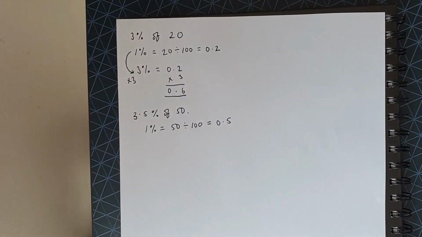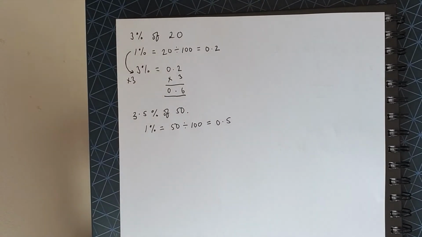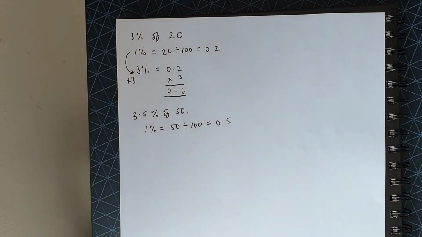Okay, now what I could do is multiply by 3.5. So I could do 0.5 times 3.5, and that's fine. The only thing is you're multiplying decimals together, and sometimes that can be a wee bit more complicated. So I'm just going to take a wee intermediate step and make things a wee bit easier for myself. I'm going to find 3%, and then I'm going to find half a percent, and I'm just going to add them together to get 3.5%.